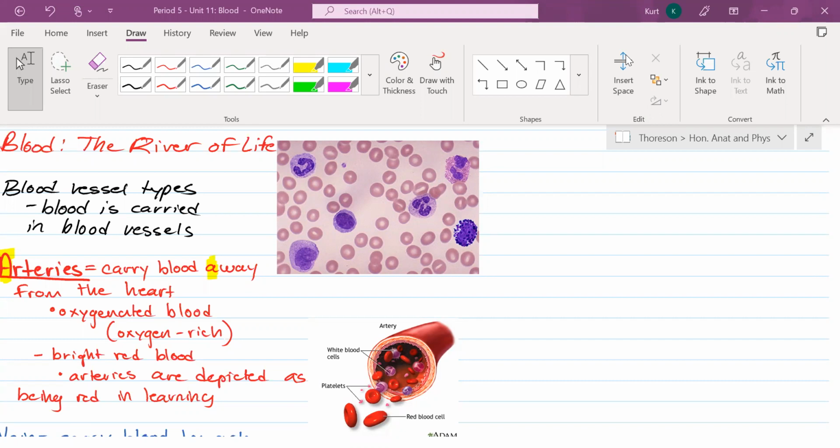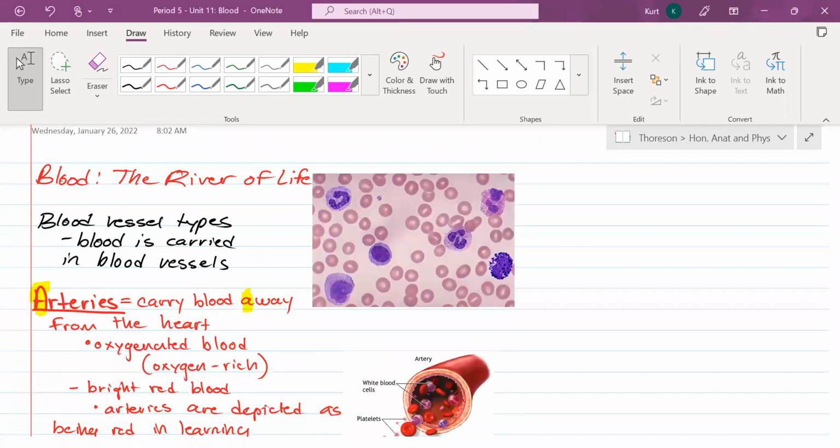This was the first lesson on Unit 11. Basically, just blood, not necessarily the circulatory system yet. We'll do the circulatory system, which is also called the cardiovascular system, in the next unit, Unit 12. But this unit is very short, it's only about a week, and it is going to be blood.